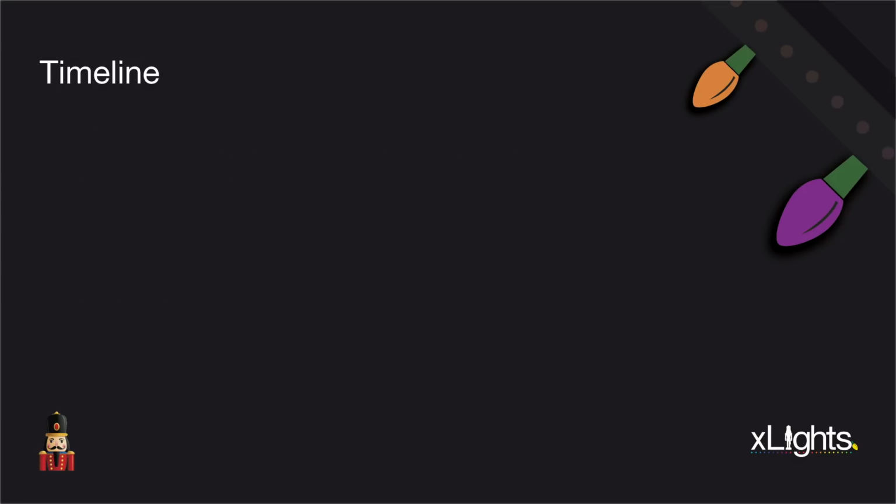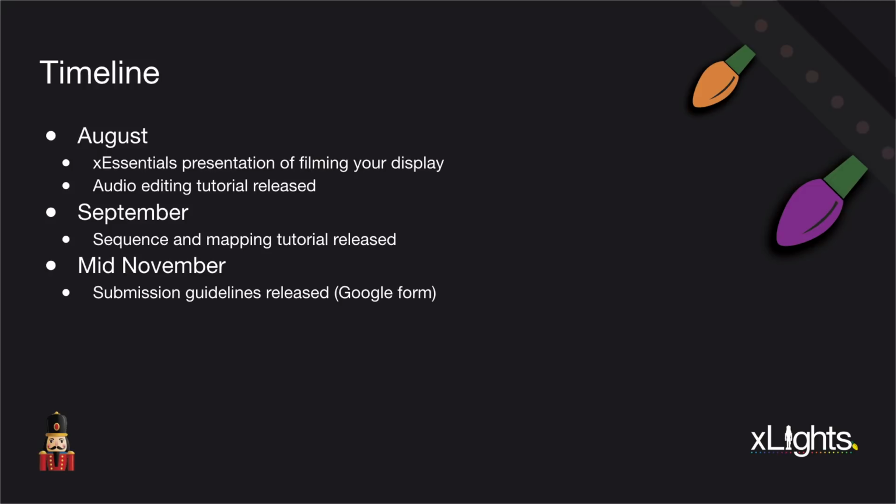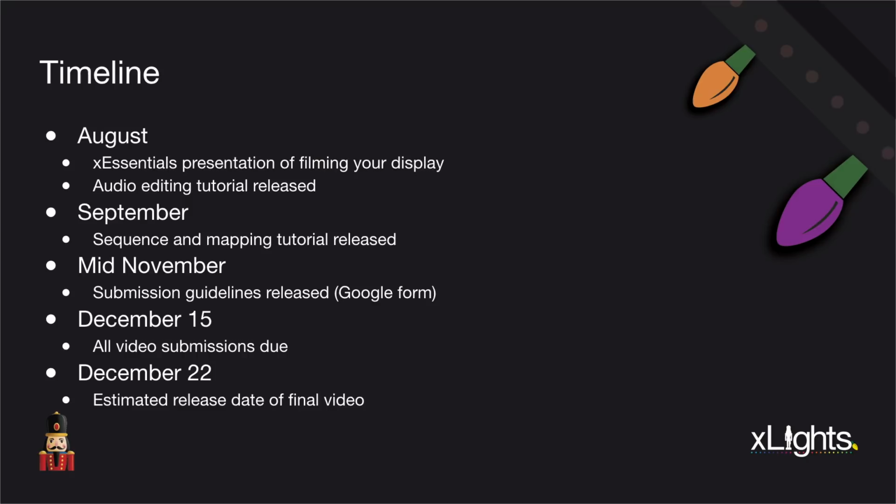So far our timeline looks like this. In August, this tutorial is released as part 1, and also there will be a presentation on X Essentials about filming your display. In September, the stock sequence and mapping tutorial will be released. In mid-November, we'll make a video similar to this about the submission guidelines and how to submit your video using a Google form. The tentative date right now for all videos to be submitted is December 15th, with the goal of the final video being released on December 22nd.